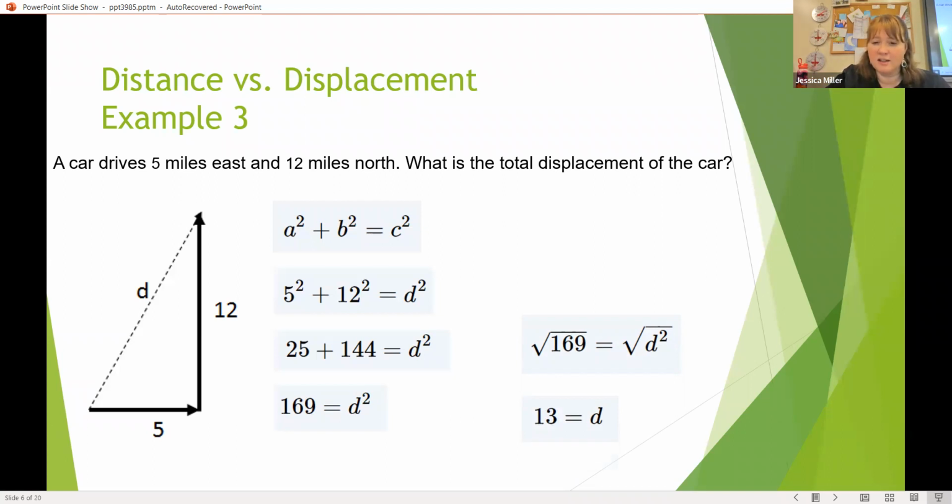And because it is a displacement, I need to attach a direction to that. So it would be 13 miles, and I could say northeast, north of east. Now, if I want to ask you to find distance for this one, we would say 5 miles plus 12 miles is 17 miles. Because remember, direction doesn't matter when we're talking about distance.